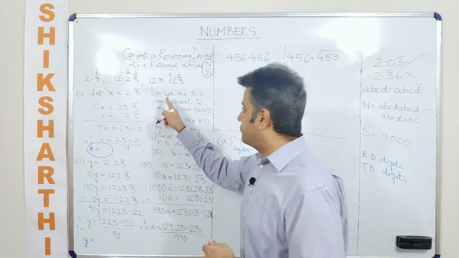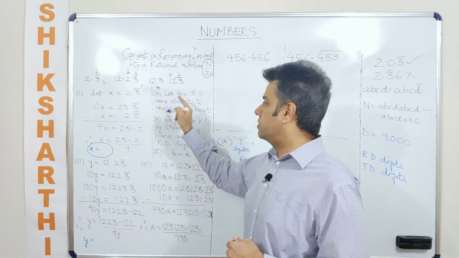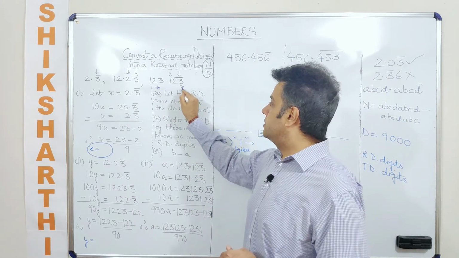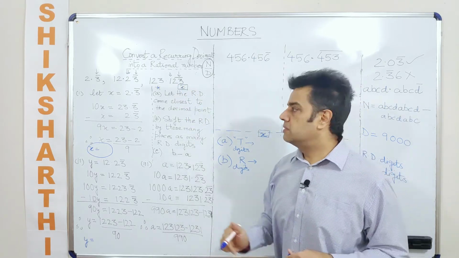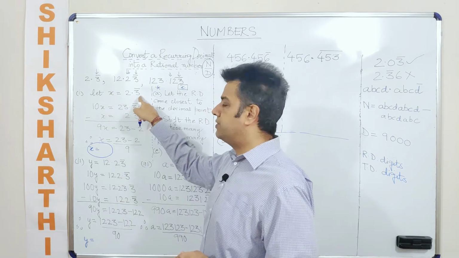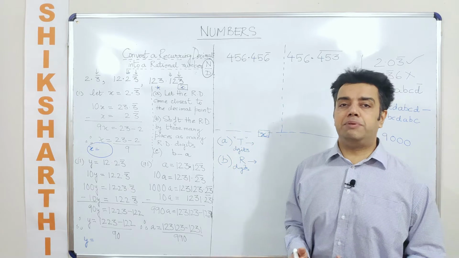Before we begin, let us first try and understand the concept behind this. Now, what is the concept here? Let us say that there is a recurring decimal x that has been given to you. Let's say here that we have assumed that the value of x here is 2.3 bar. Okay, now what is the first step that you are supposed to do?